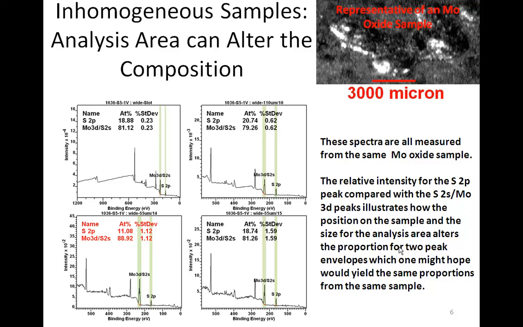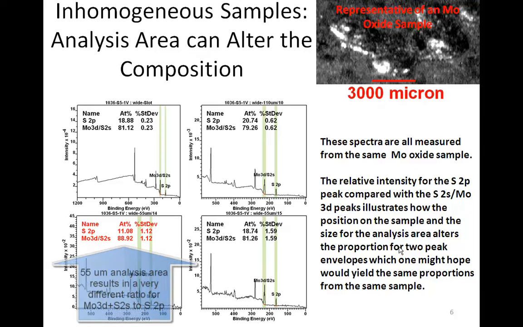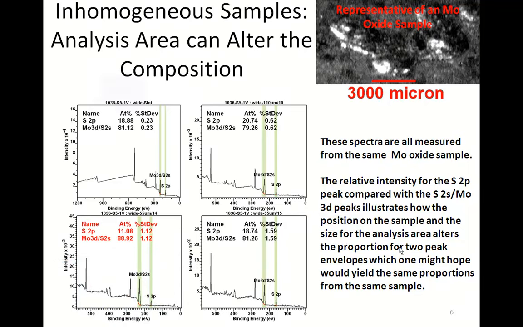And this actually appears in normal samples. This is representative of a molybdenum oxide sample that has been prepared using electrochemistry, and you do not get a delightfully uniform surface to analyze, and the result is that you get variation as a function of where you analyze and the size over which you analyze.